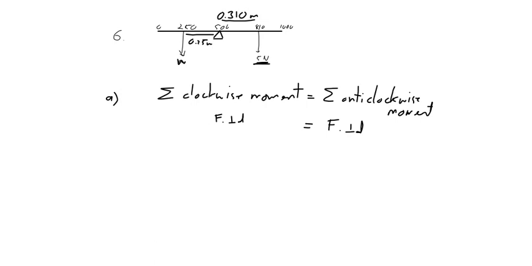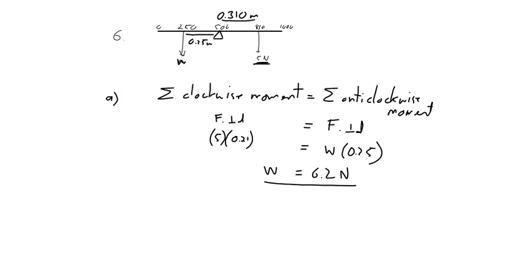Right, now let's fill in. Clockwise is my 5 Newton at 0.31 meters. For my anti-clockwise, it's my unknown weight and the distance 0.25 meters. If I do my calculations, I get 6.2 newtons. So W is 6.2 newtons. Right. Interesting question now. It asked, what is the force? Because there must be a force.